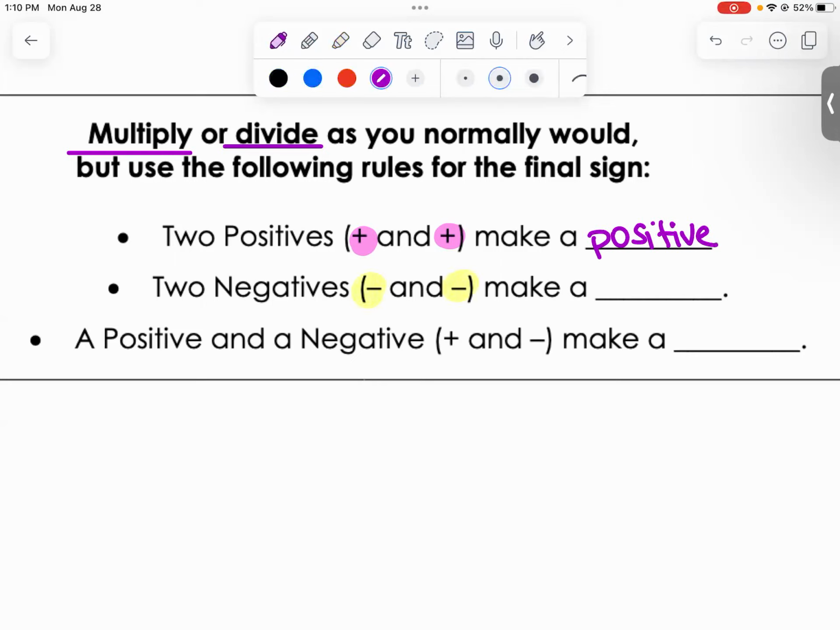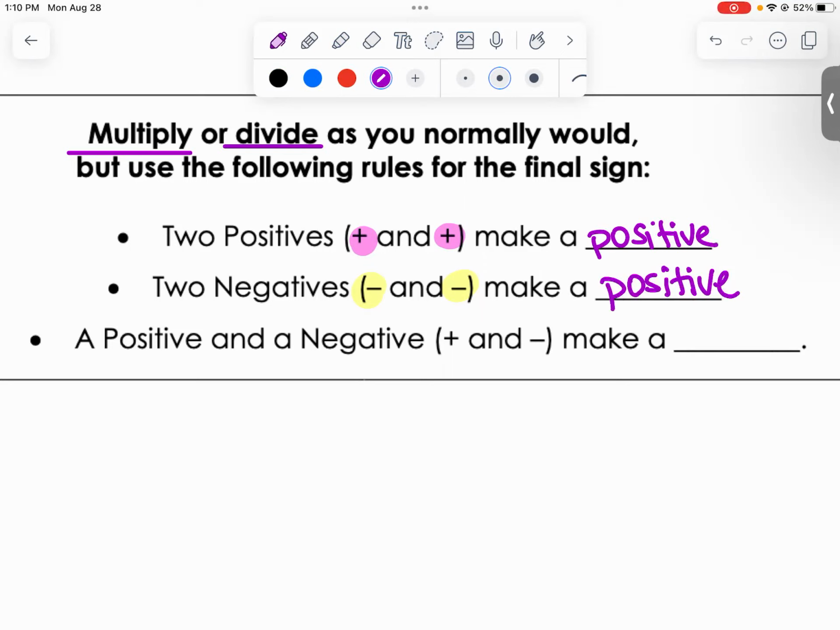We have two negatives multiplying together. If we have two negatives multiplying together, what kind of answer are we going to have? Positive, very good. So we're not adding and subtracting, we're multiplying and dividing.